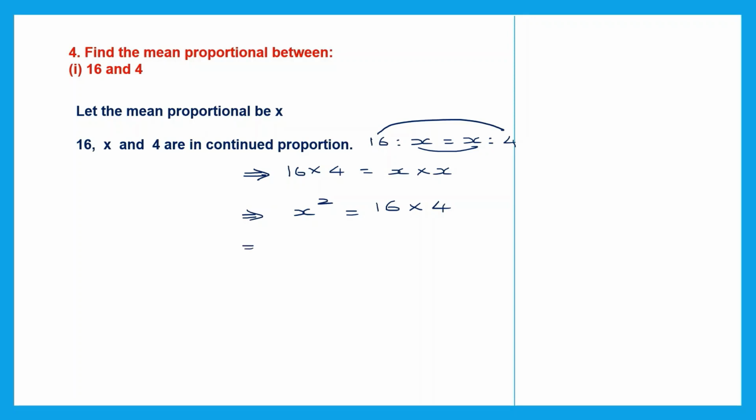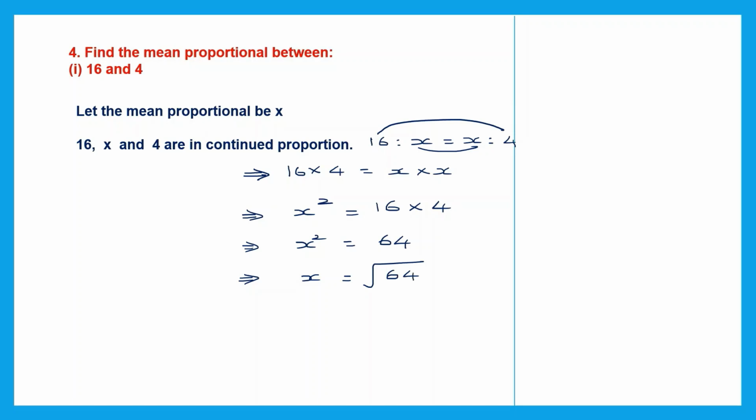I've not changed the question here. I've just interchanged the sides. I brought this to the left side and I brought this to the right side. This is simply to make my working easier. Now, x square is 16 into 4. That is, x square is equal to 64. But we only need to find the value of x, and that is the square root of 64.